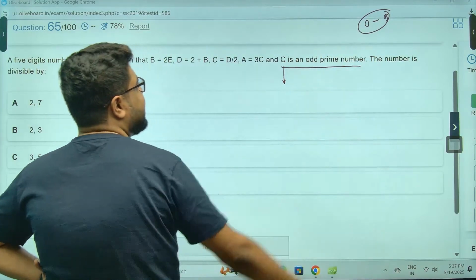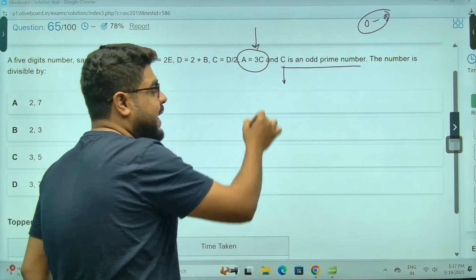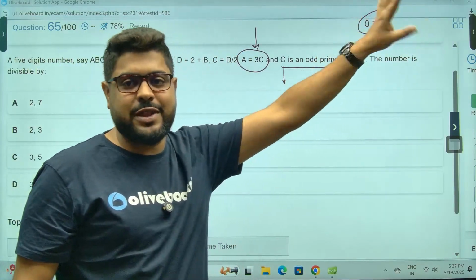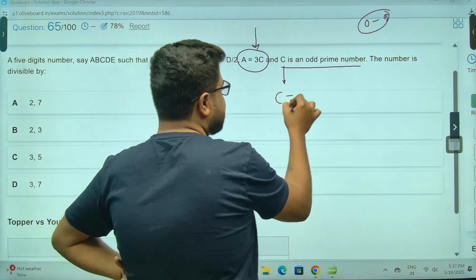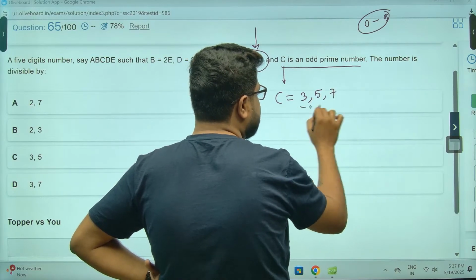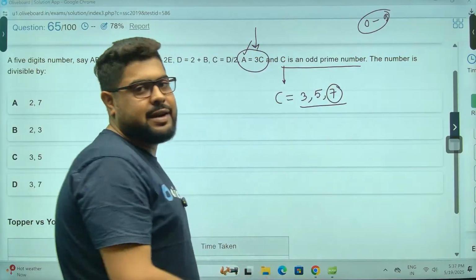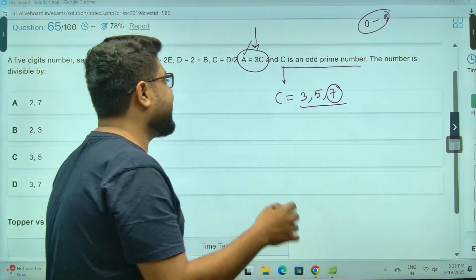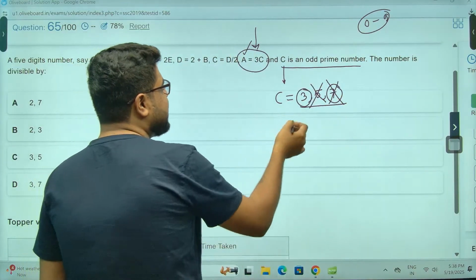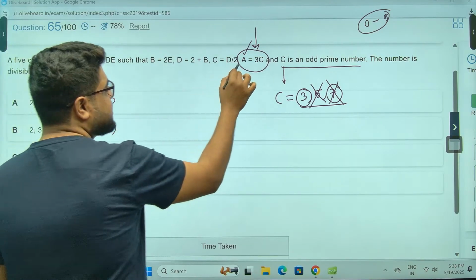Acha sir, understood. Now let's do one thing. Just remember, A is thrice of C, and A also has to be one digit between 0 to 9, not more than 9. So odd prime numbers can be what, sir? Not 2. 3, it can be 5, it can be 7, 9 is not prime. So only three options. If I take 7, then A is 21, which is not one digit. So 7 cannot be. Again 3 times 5 is 15, so it cannot be. Only 3 is possible. So C is 3, sir, and A is equal to 9 automatically from this equation.